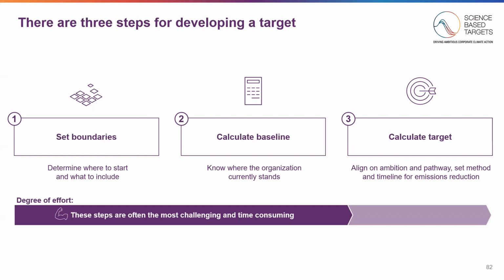Setting the boundaries for Scope 3 financed emissions should mirror those used in Scope 1, Scope 2, Scope 3 operational. However, for calculating the baseline and the target, these will vary based on the selected method for Scope 3 financed emissions. Financial institutions who have already submitted targets frequently cite that setting boundaries and calculating baselines are the most challenging and time-consuming portion of setting targets and submitting their science-based targets.